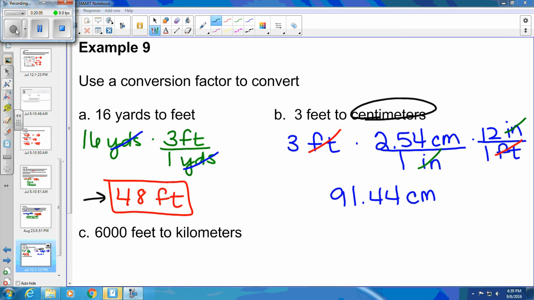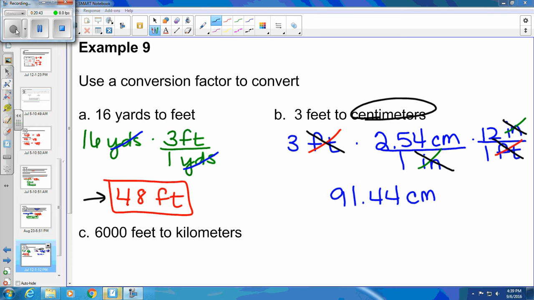But that doesn't help me because I'm talking about feet. So I have to throw a second conversion on. I know there's a relationship between inches and feet. There are 12 inches in 1 foot. And how did I know to put inches in the numerator on this conversion? Because I need the inches to simplify here. Here, the feet simplify, and I'm left with centimeters. So I multiplied 3 times 2.54 times 12 to get 91.44 centimeters.